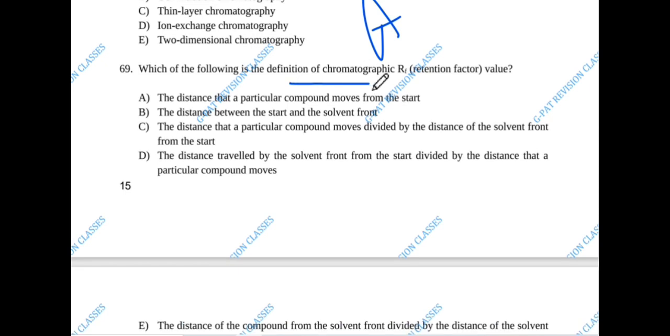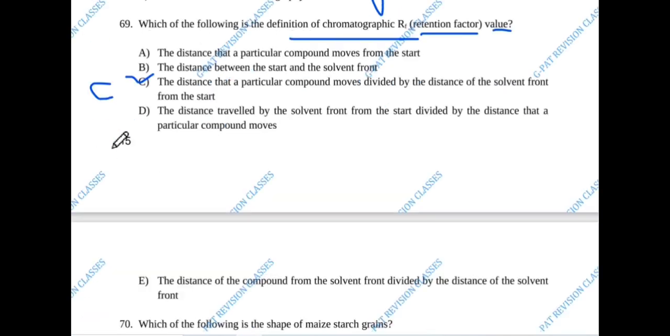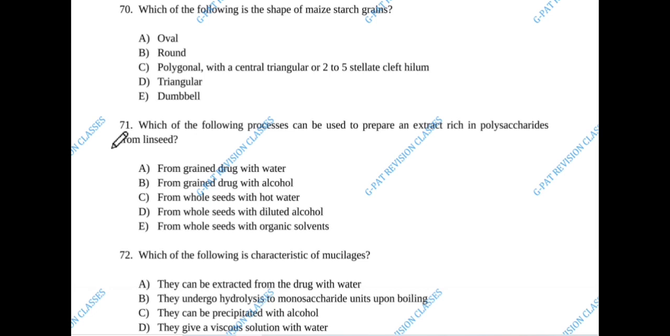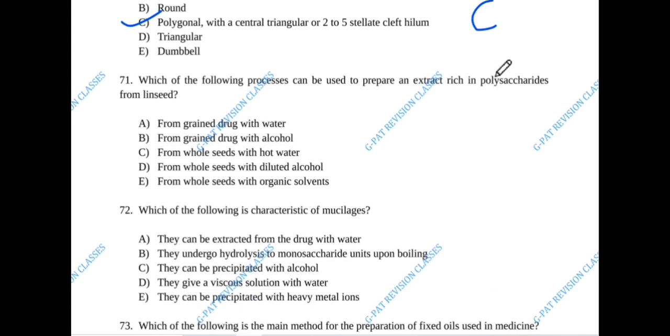Next is 69 question number. Which of the following is the definition of chromatographic RF? RF, that means retention factor value. The answer is C. The distance that a particular compound moves divided by the distance of solvent front from the start. Next is 70 question number. Which of the following is the shape of maize starch grain? The answer is C. Polygonal with a central triangular or 2 to 5 stellate cleft hilum. Answer is C. Next is 71 question number.